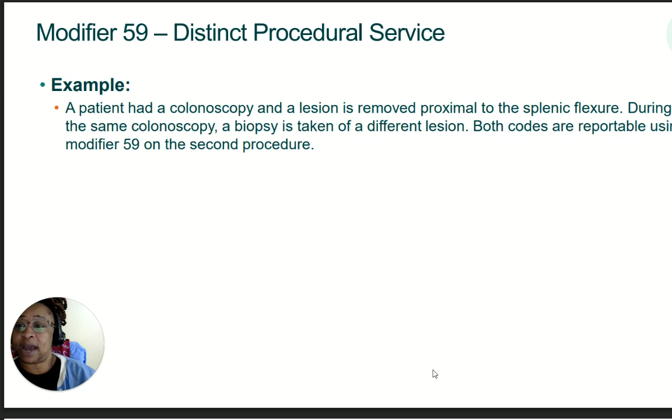Example, a patient had a colonoscopy and a lesion is removed proximal to the sphincter flexure. During the same colonoscopy, a biopsy is taken of a different lesion. Both codes are reported using modifier 59 on the second procedure. Because why? The colonoscopy is primary to the lesion removal. So the lesion removal is more of a minor procedure. So we're going to use that 59 modifier on that one.